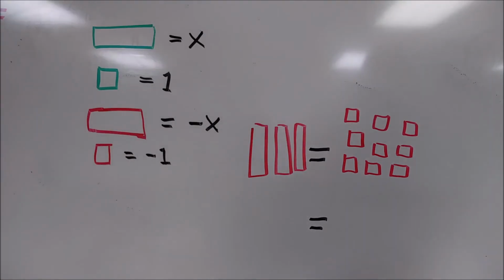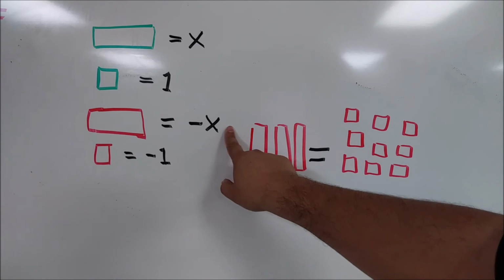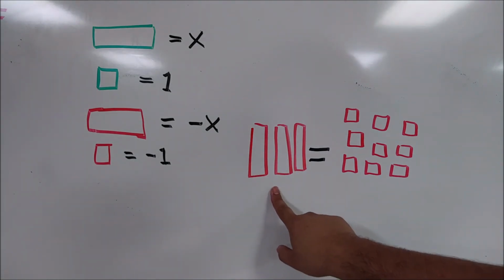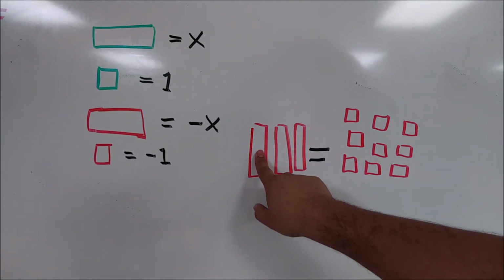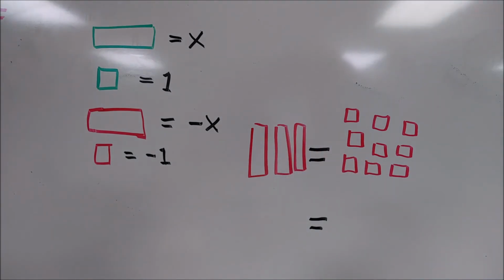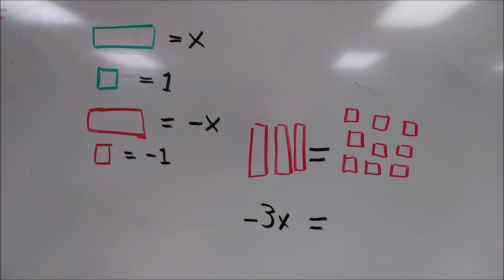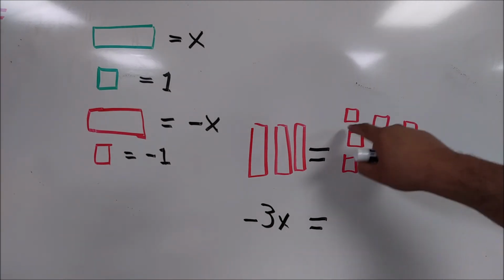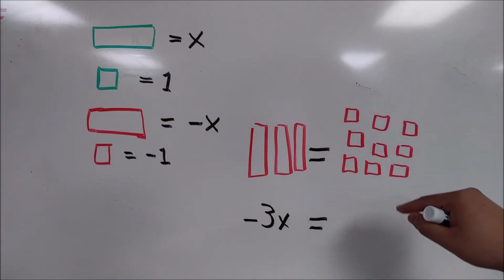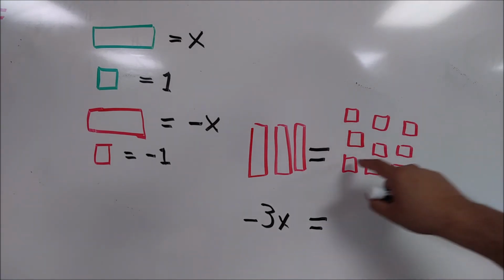One last example. If we have 3 red bars, that's 3 negative x's. So on the left side of this equation, we have minus 1x, minus 2x's, minus 3x's. So this would be negative 3 x's. On the other side, you can see that we have red squares as well. So these are negative numbers. Negative 1, 2, 3, 4, 5, 6, 7, 8, 9.